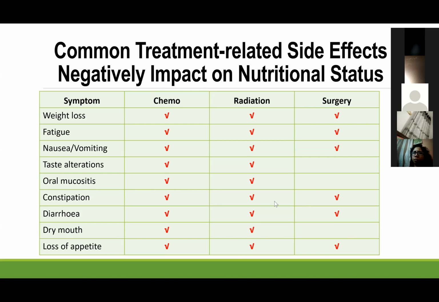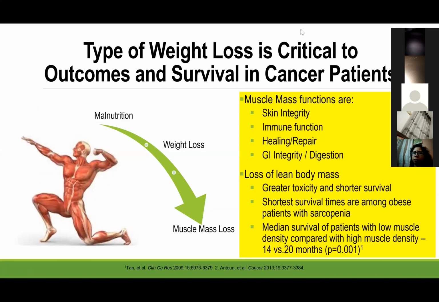When we look at the type of weight loss, which is very critical for survival in cancer patients, especially with malnutrition, we know the weight loss. Another important thing is muscle mass loss. Muscle mass functions include skin integrity and immune function. These are really needed for healing and repair, and for GI integrity and digestion.